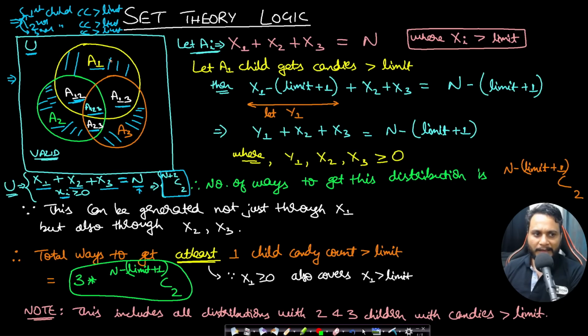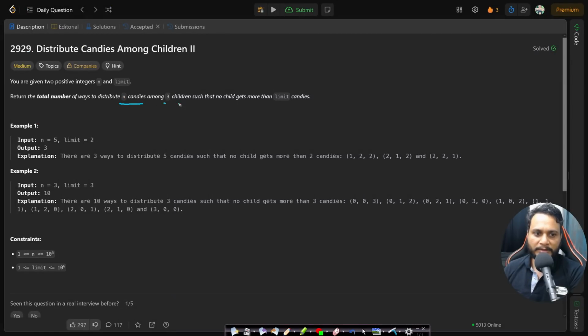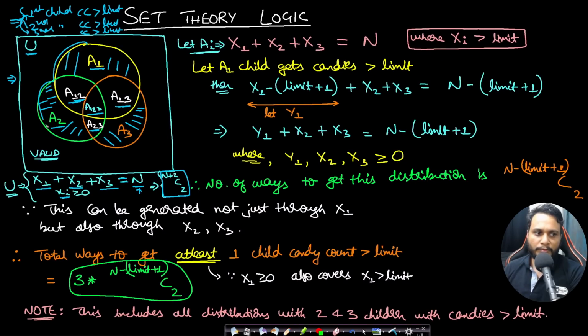Okay, so if you look at the problem statement, it says that we need to distribute n candies among 3 children such that no child gets more than the limit candies. And what is this representing? Inside this boundary, it represents all the combinations where at least one child gets a candy count greater than the limit. And what is this boundary even representing? It is representing A1 union A2 union A3. That is what it is representing, right?